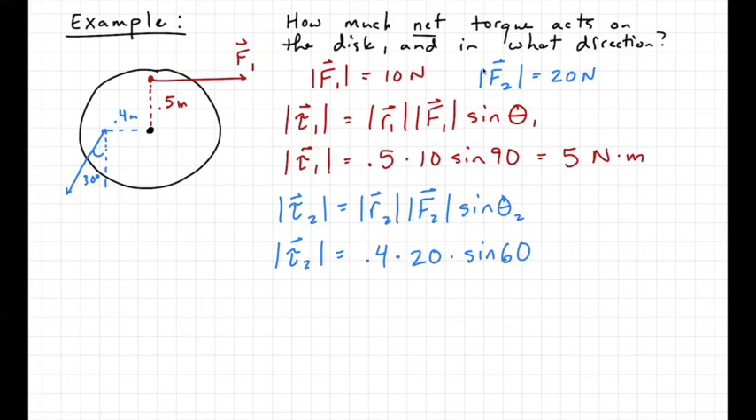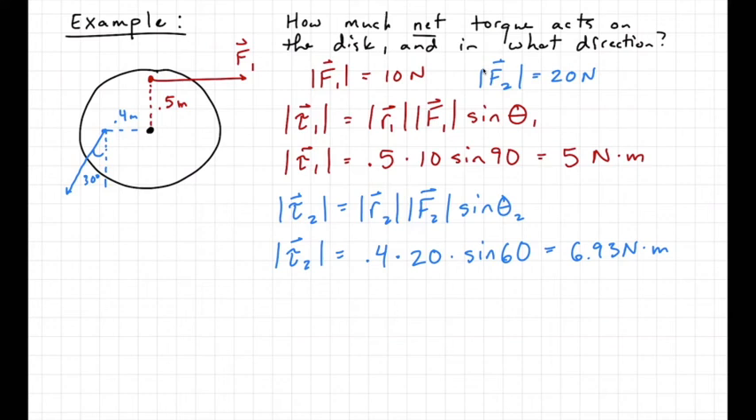Sine 60 is root 3 over 2, I think. And if we plug all that in, we're going to get 6.93 Newton meters about. Okay, but how do we know whether we should add or subtract these? And how do we know whether we're going to get positive or negative here? We need to use our right-hand rule to figure out the direction of both of these torques.